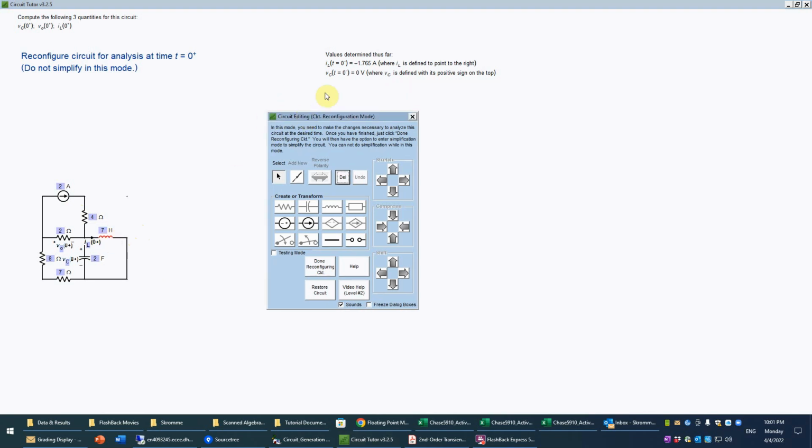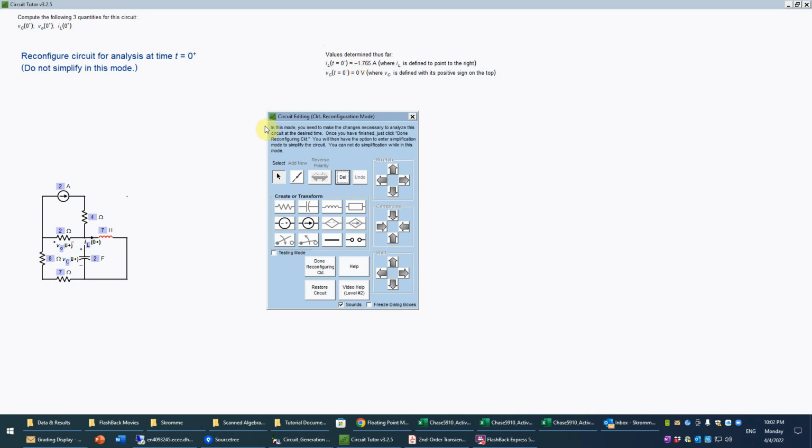And so what do we know about that inductor? Well, we know IL of 0 minus was -1.765 amps. And remember, for inductors, current cannot change suddenly through an inductor. That's because V equals L di/dt, and a sudden di/dt would be infinite, basically, and that would give infinite voltage, which is not allowed. So this same current has to apply at 0 plus.